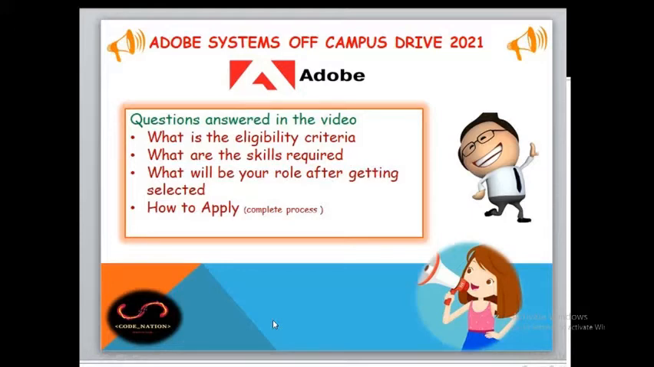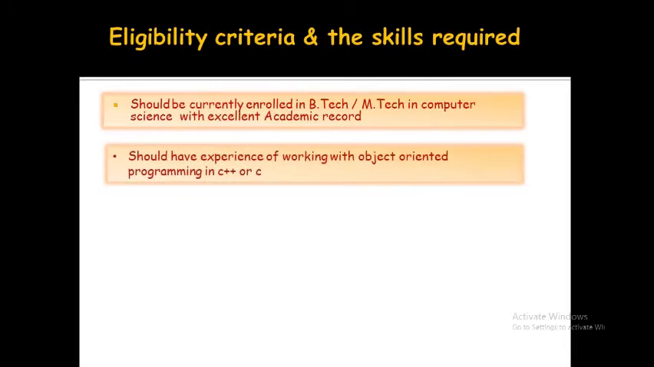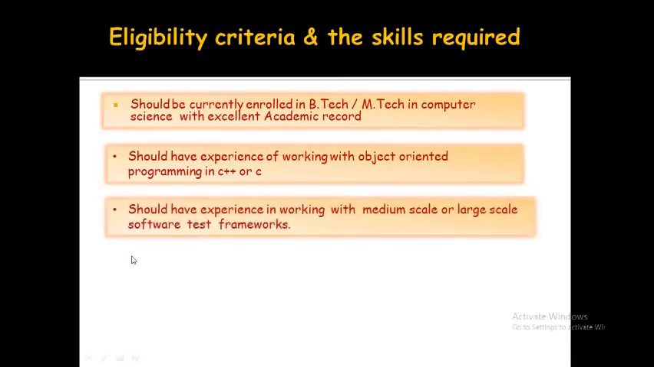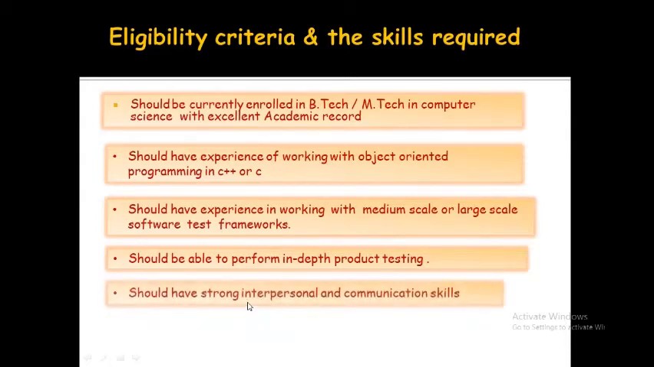So let's start our today's video. What is the eligibility criteria for this off-campus drive? The eligibility criteria is that the candidate should be currently enrolled in BTech or MTech in computer science with an excellent academic record. The skills required are that the student should have experience of working with object oriented programming in C++ or C, and the candidate should have experience in working with medium scale or large scale software test frameworks, and should be able to perform in-depth product testing and should have strong interpersonal and communication skills.